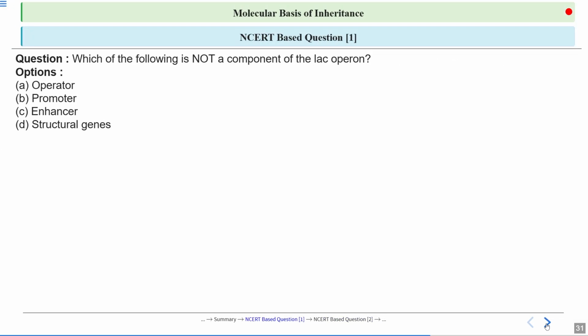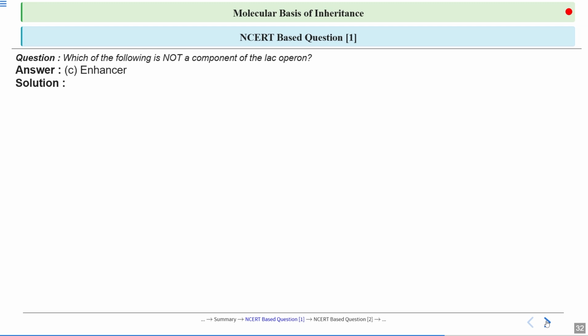Now let's see some NCERT based questions. First question is this: which of the following is not a component of the lac operon? So we know that the operator is a component of the lac operon, the promoter is a component of the lac operon, and the structural gene is definitely part of the lac operon. Which is not a component of the lac operon? That is the enhancer. So the answer is enhancer.